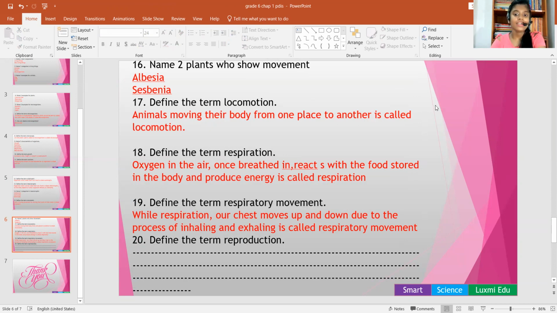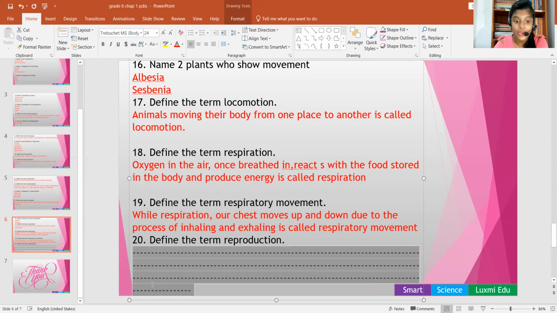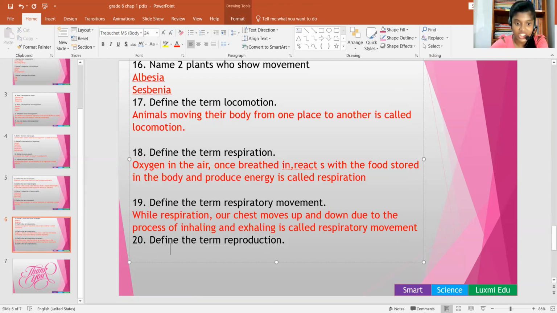Now we are at the last question, the 20th question. Define the term reproduction. Children, before typing, I'll say reproduction means a mature species. What is the meaning of mature species? If we think about a dog, a small puppy can't give birth. That is practical knowledge. A small puppy cannot give birth, but a mature dog can give birth.